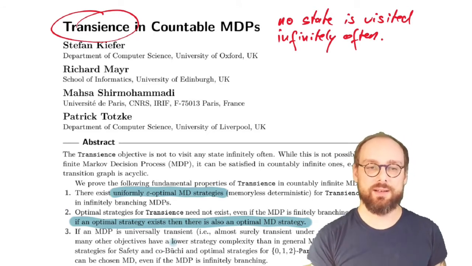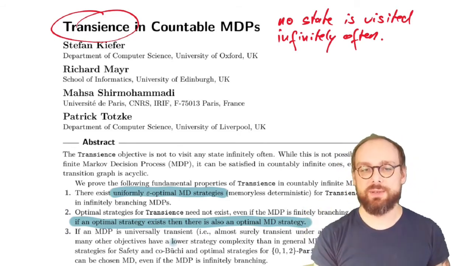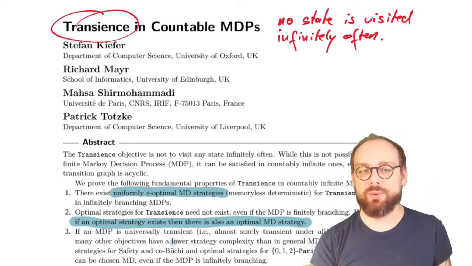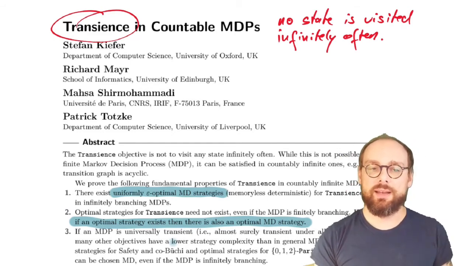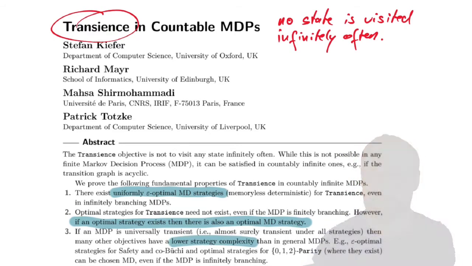Finally, we consider MDPs where all strategies ensure transience almost surely. Such universally transient MDPs strictly generalize acyclic ones. And it turns out they allow for simpler strategies for some classical omega regular objectives.